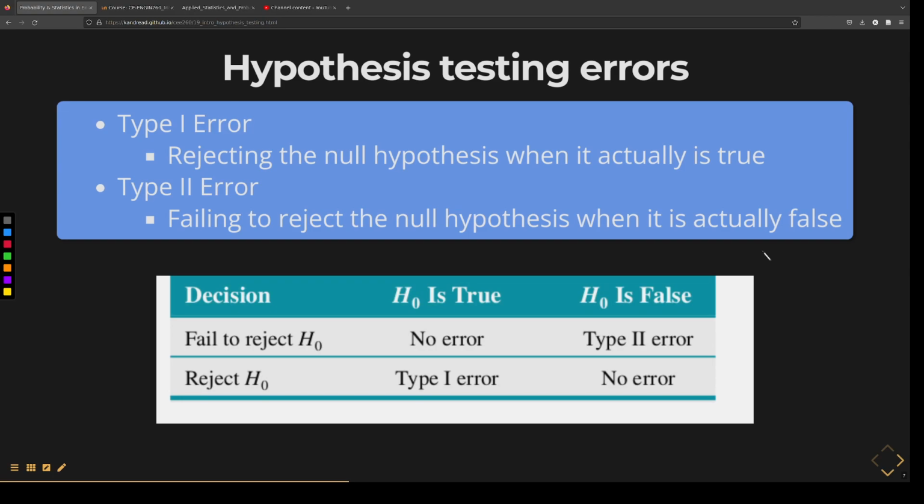And this is just a summary. So if the null hypothesis is true, and we fail to reject the null hypothesis, that's no error, that's exactly what should have happened. But if H naught is true, so the null hypothesis is true, but then we reject it, that's a type 1 error. The type 2 error comes when we do not reject H naught when we were supposed to.